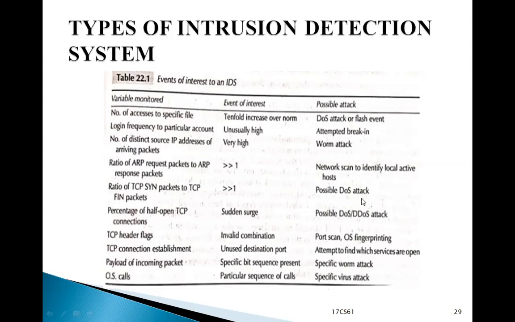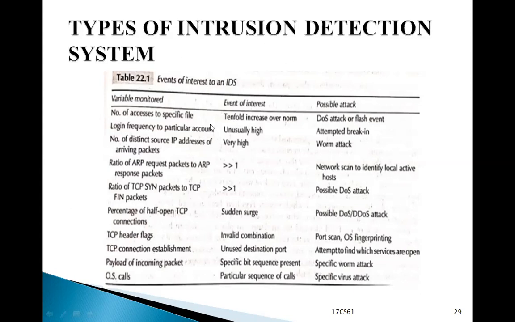And a very interesting one is the virus attack that happened in the year 1982. That virus is Elk Cloner, which was written by a high school student and attacked the Apple II computers via the floppy disk. I think you must have heard about this virus attack. So this is about events of interest to an IDS.